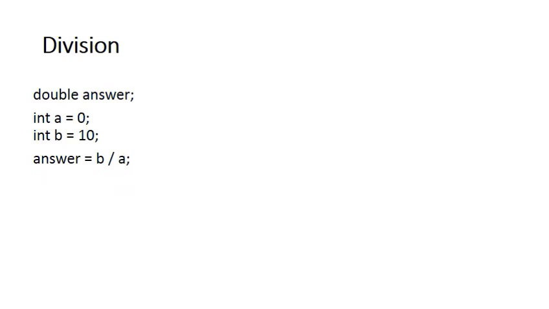An important thing to note about division that you must always remember. In this example you're saying B divided by A, which is 10 divided by 0. In C# or most programming languages, you cannot divide by 0. If your program gets to this line, it will crash. So you can never in your program have something that divides by 0.